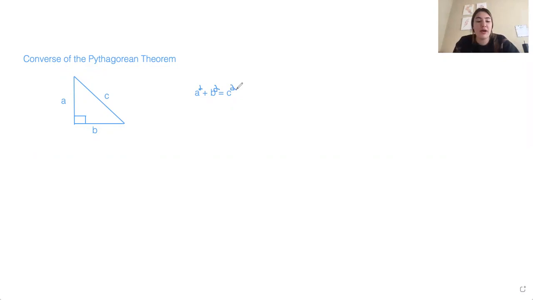Okay. So, as you can see in the triangle on the screen, the legs are a and b, and the hypotenuse, or the longest side, opposite of the right angle, is c. So the side length a squared plus the side length b squared equals c squared in a right triangle. So that is called the Pythagorean theorem.